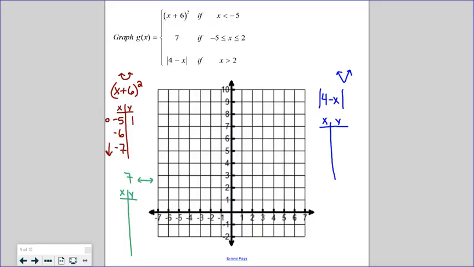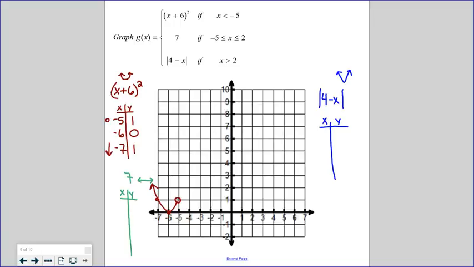Squared is 1. -6 plus 6 is 0. Squared is 0. -7 plus 6 is -1. Squared is 1. If I put those dots out there, we've got an open dot at 5, -1, at 6, 0, 7, 1. That is where the vertex of our parabola happens. We see that U starting to happen. That's the shape we're looking for.